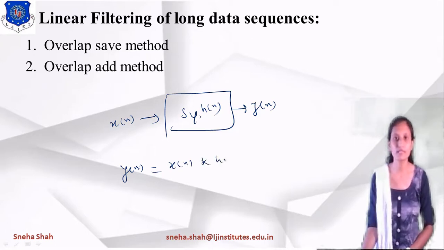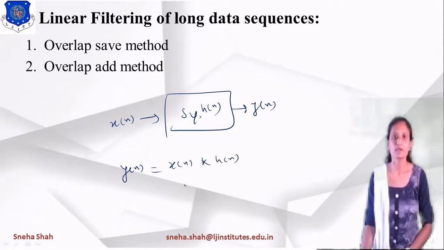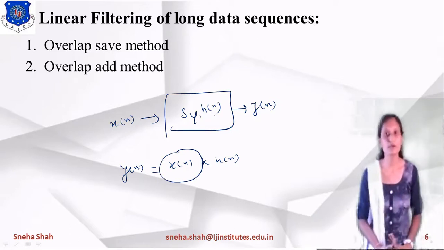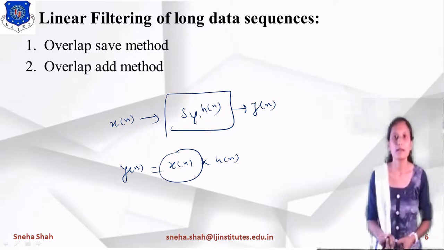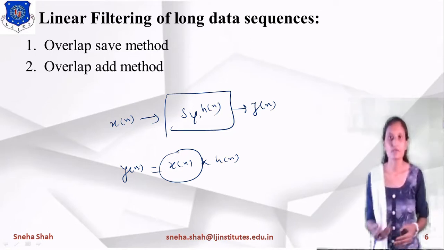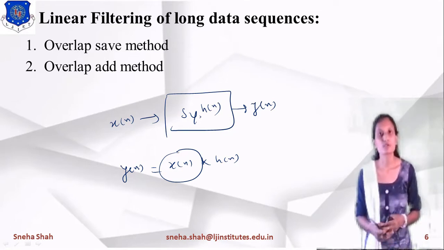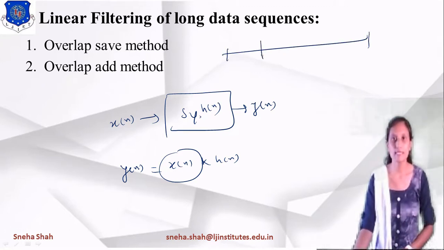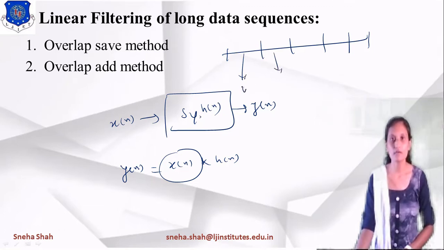Its value is x of n convolved with h of n. So if I am taking x of n as a very long data sequence, and you want to convolve it with h of n, then the convolution will be too complex. So to reduce the complexity, we will split these long data sequences into a number of terms, and these terms get convolved with h of n, so it will give you the corresponding output.